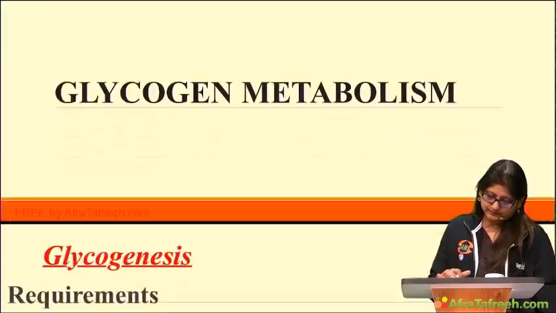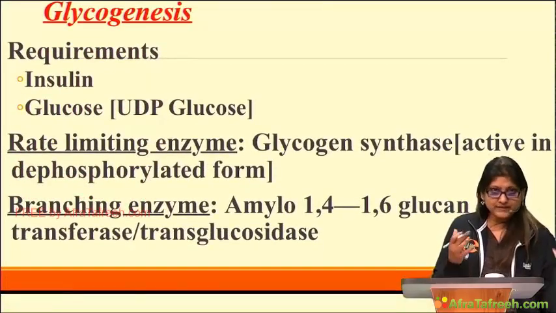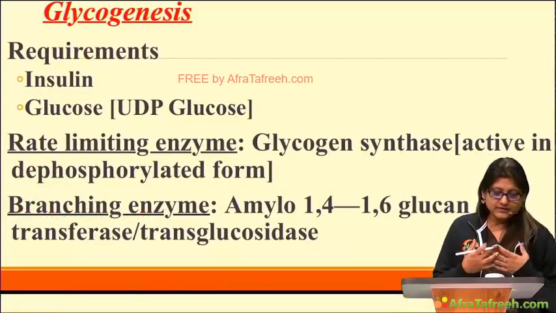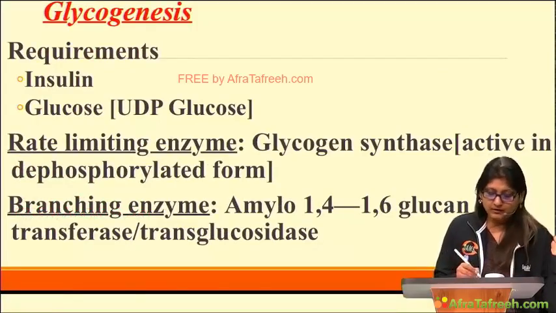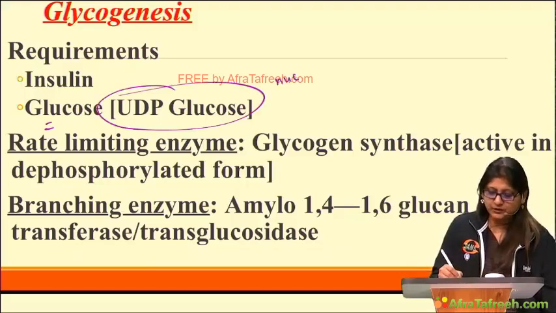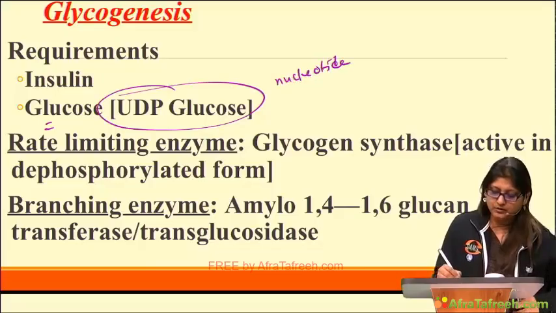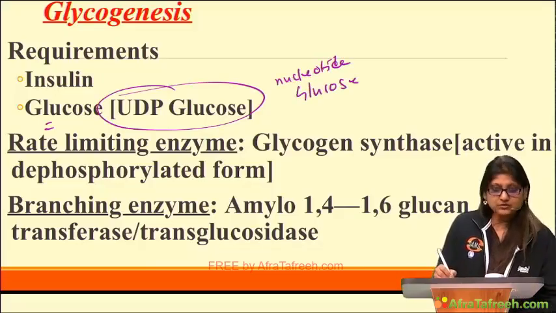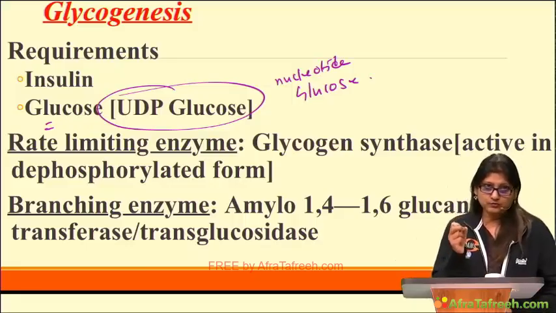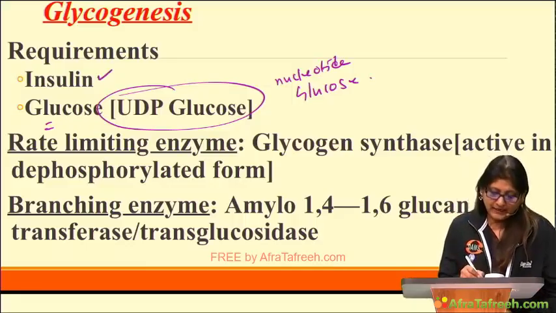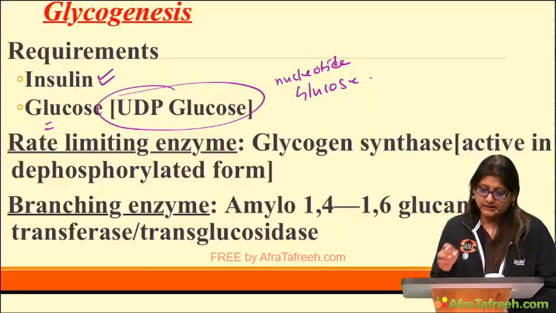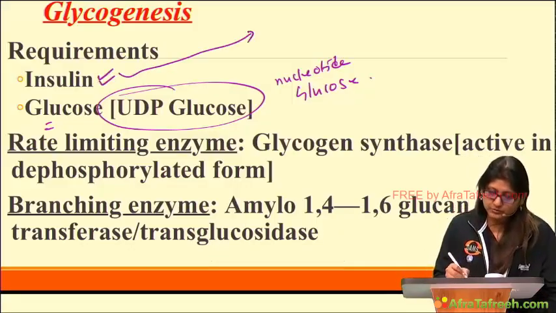Is it clear? Okay, so what is needed for glycogenesis? Glycogenesis requires glucose in the form of UDP glucose, which is said to be nucleotide glucose. Naked glucose will not be effective. You need to convert the glucose to UDP glucose for glycogenesis. And insulin, as I've told you already, the hormone insulin is needed. What is this insulin going to do?